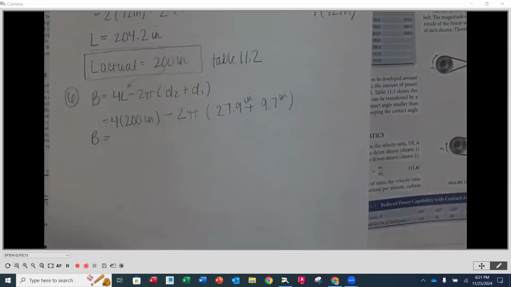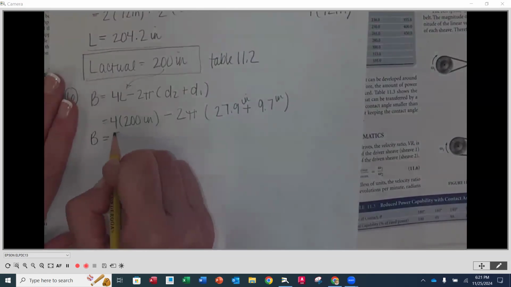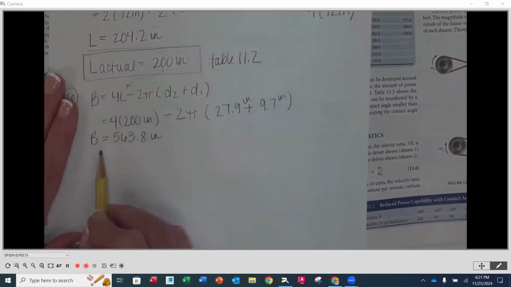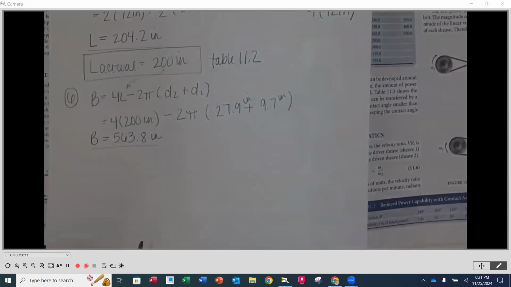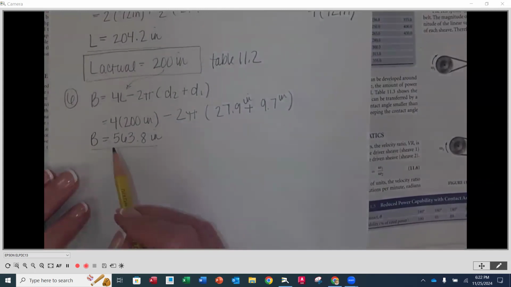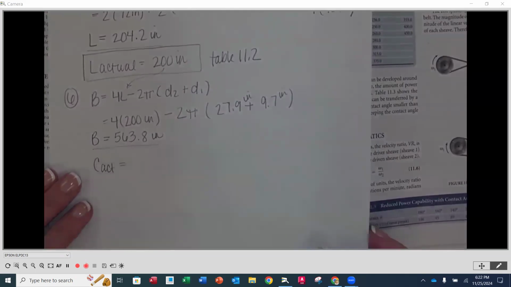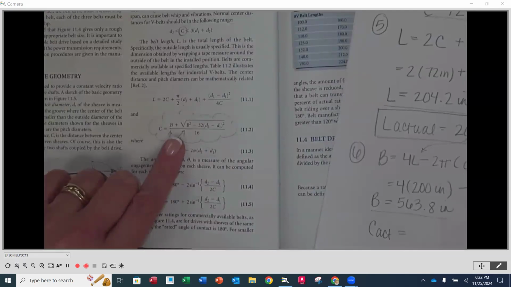So B should get something relatively close to 563.8 inches. Confirmed in the room. Okay. Now this is not a final answer; this is kind of like on the way to. Now we're going to use that B in the actual center distance, based on this length and the B. So this is the equation for that.